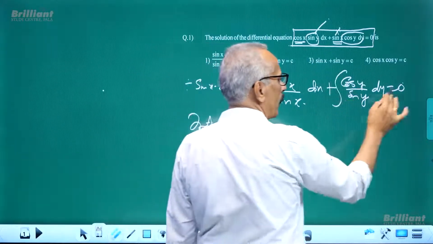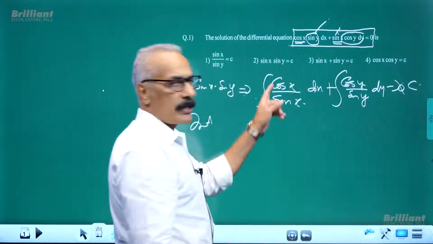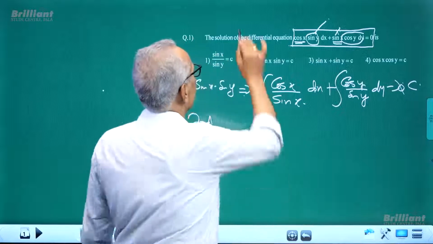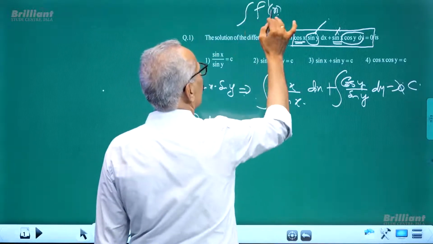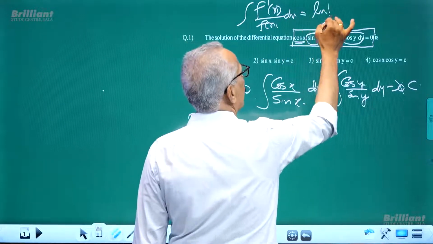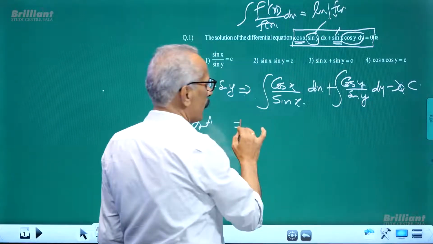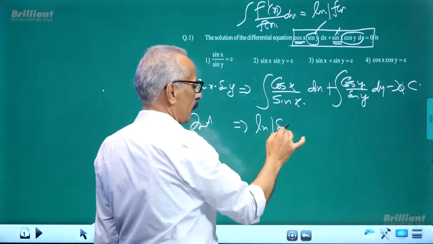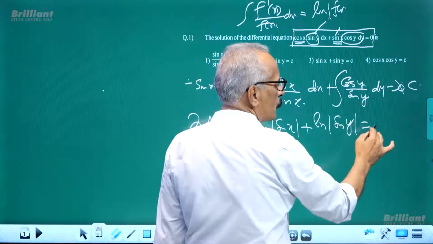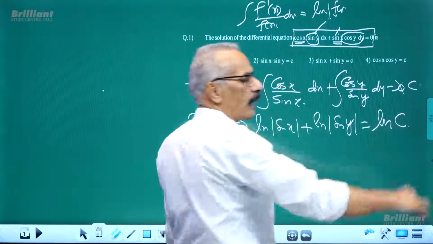Integral, what is this now? It is integral f dash x by f of x. What is that integral? Logarithm of f of x. So this means logarithm of sin x plus logarithm of sin y equal to c. That c I write as logarithm of another constant c.